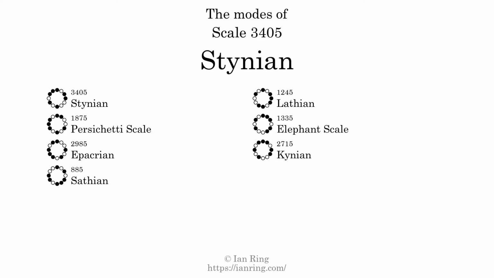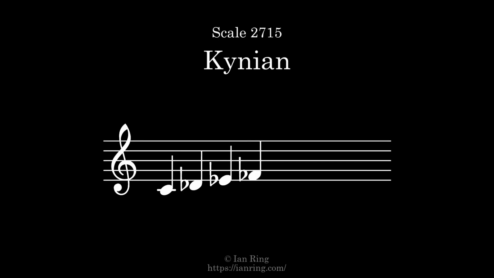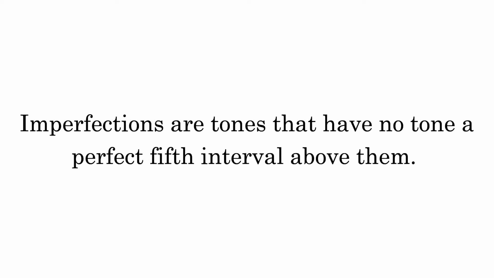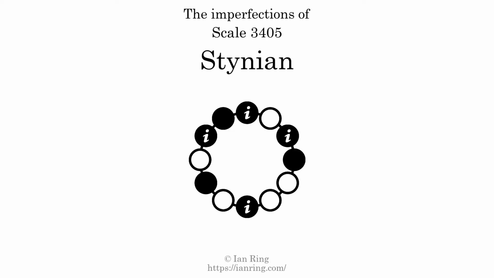The seventh and last mode is scale 2715, also known as Stynian. It sounds like this. Imperfections are tones that have no tone a perfect fifth interval above them. This scale has 4 imperfections.